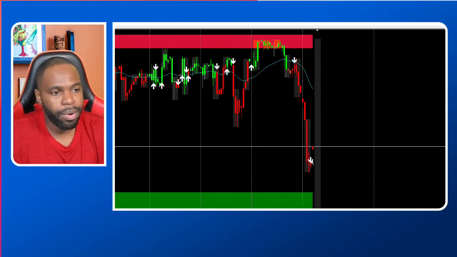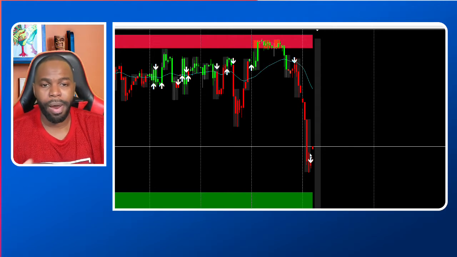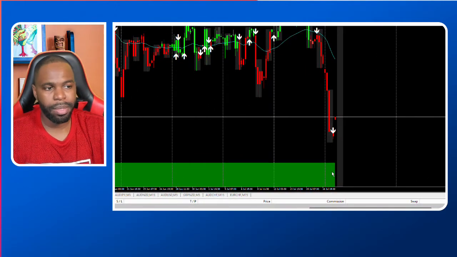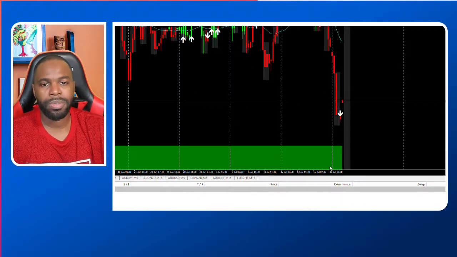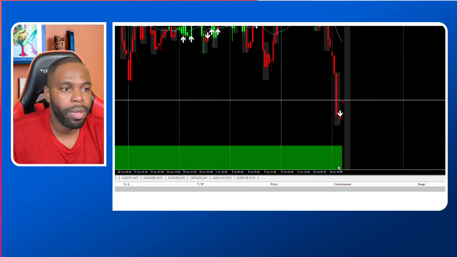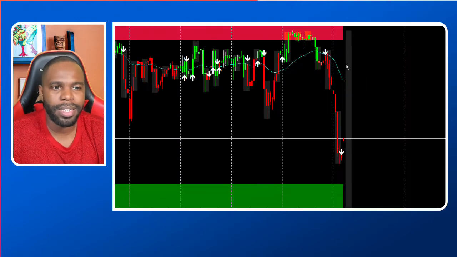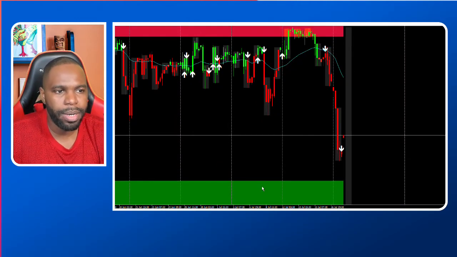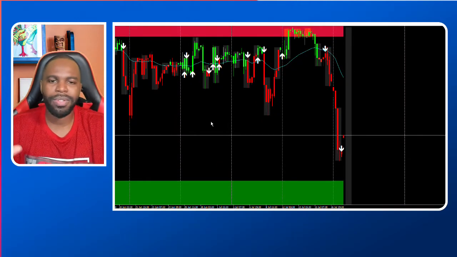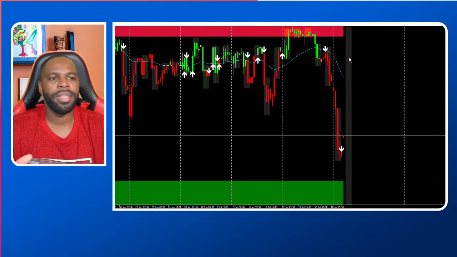And there was another arrow that popped down, so possibly price could be going down and touching this green zone down here at the bottom. And then when the price gets down here in this green zone, price might possibly struggle, and then it might shoot back up. Like I said, the market continually goes up and down, up and down, up and down.